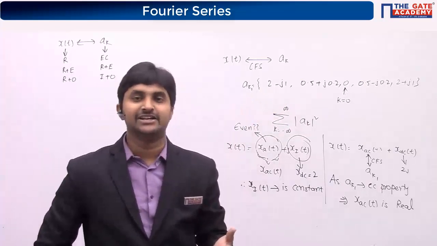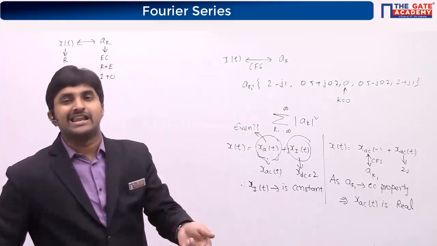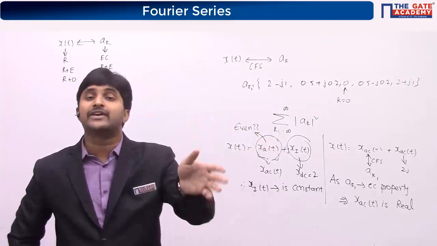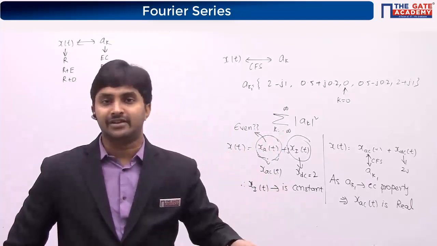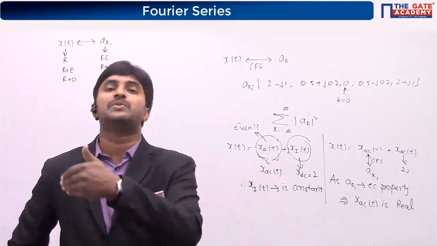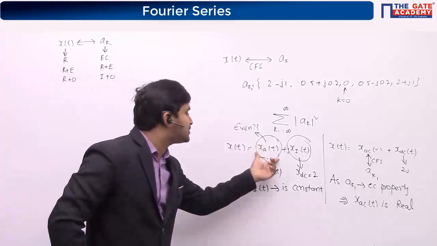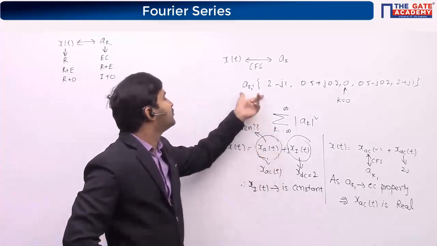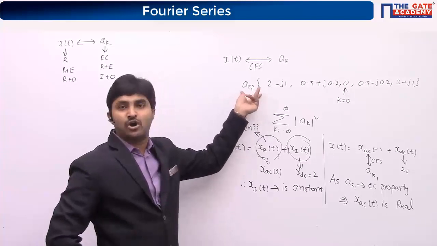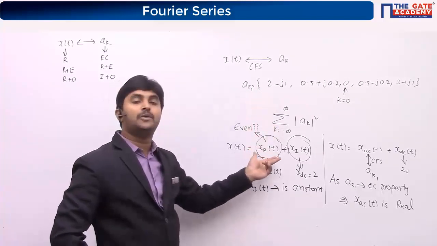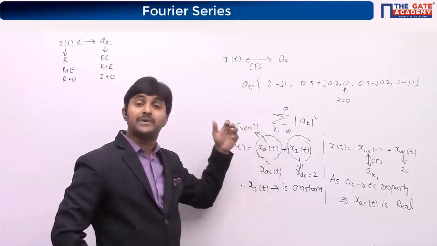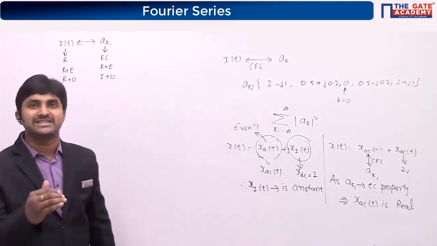Are you able to understand? When I say that the real part of x of t is even, it is wrong, because if the real part of x of t is even, it means that it is real and even. So the complex Fourier series coefficient should be real and even. But we know the complex Fourier series coefficient of it is not real and even. So if this is not real and even, this will not be even. Already it is real, but it cannot be even. So therefore the last option is incorrect.